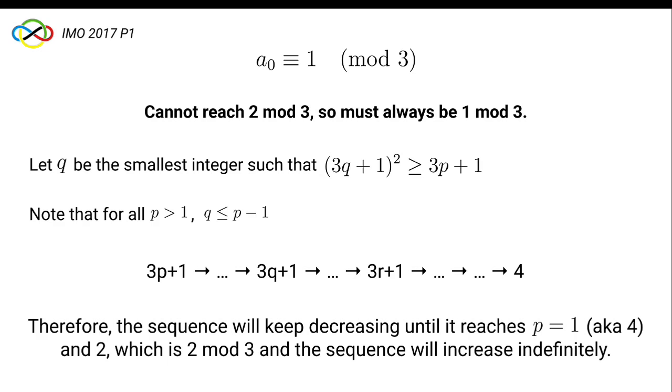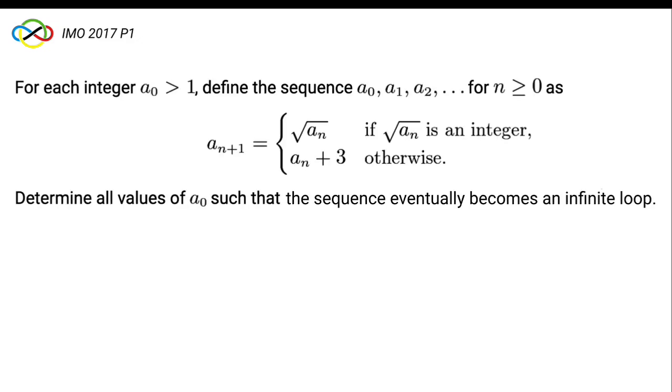So the sequence will keep decreasing until it reaches 4 and 2, which is 2 mod 3, and the sequence will increase indefinitely without a loop. So a0 congruent to 1 mod 3 does not satisfy the problem's conditions.